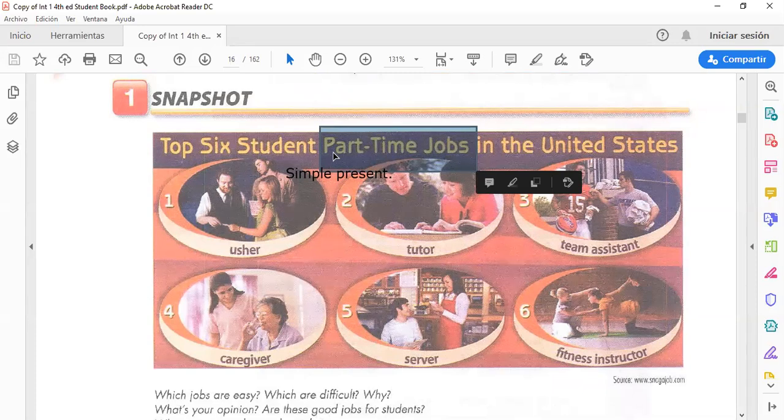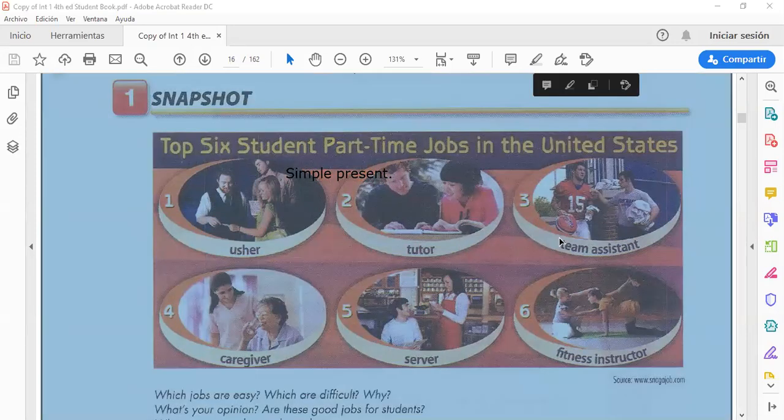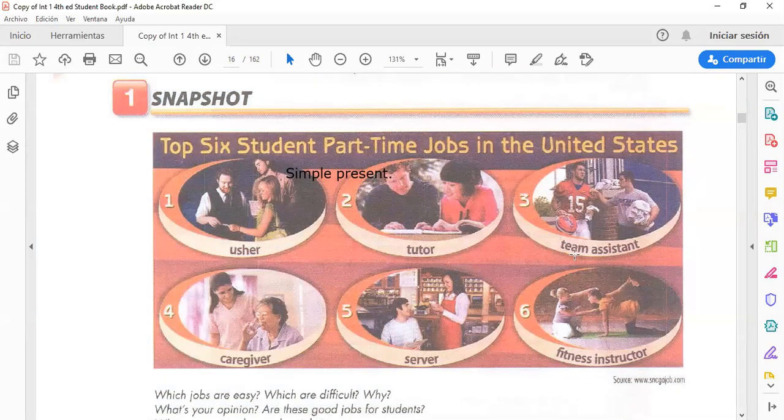So the top 6 part-time jobs in the United States are usher, tutor, team assistant, caregiver, server, and fitness instructor, okay? So those are the top 6 part-time jobs in the United States.